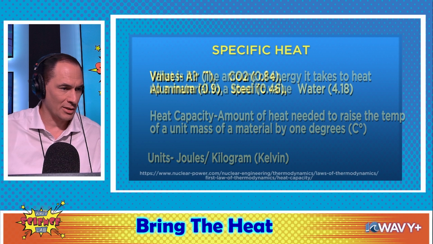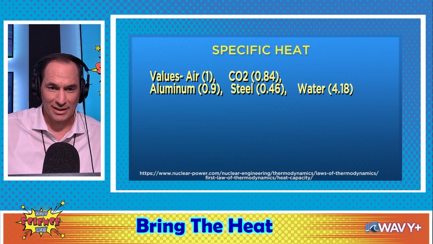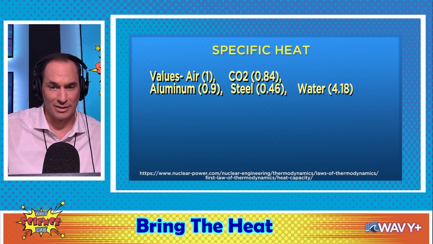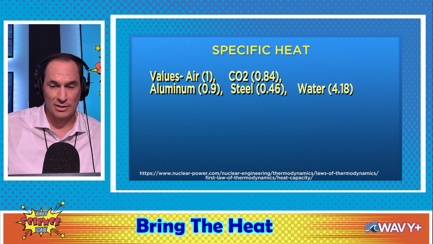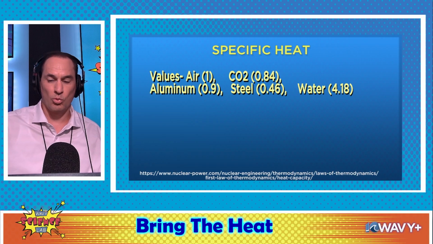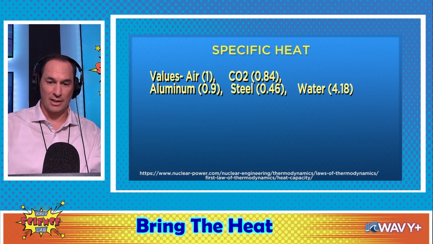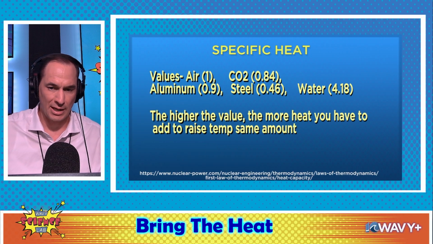And so you've got the different values here. Air is 1. CO2, carbon dioxide, is 0.84. What does that mean? It means that you don't have to add as much heat or energy to the CO2 to raise it to the same temperature as air. Interesting. So it heats up faster. And then aluminum, I thought it was a lower number than that, but 0.9, right? But steel is 0.46. So it doesn't take much heat to heat up steel. The metal gets hot, like on a steel slide. And then water, 4.18. It takes a lot of energy to heat that one up. So the higher the value, the more heat you have to add to raise the temperature the same amount.